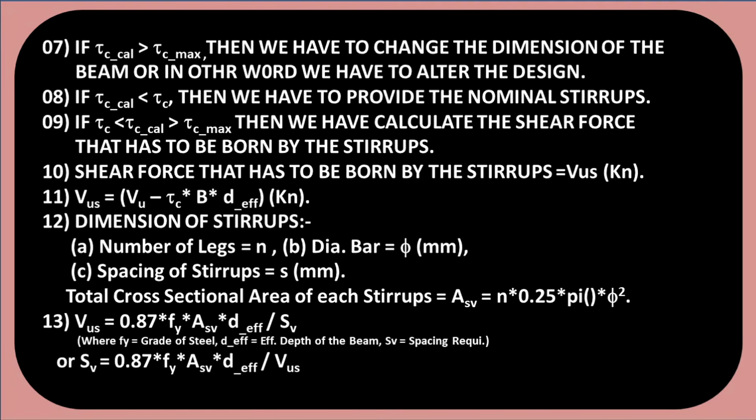VUS is equal to 0.87 Fy into ASV into effective depth divided by spacing, where Fy is equal to grade of steel, D underscore EFF is equal to effective depth of the beam, SV is equal to spacing required. Or we can write SV is equal to 0.87 into Fy into ASV into effective depth divided by VUS.